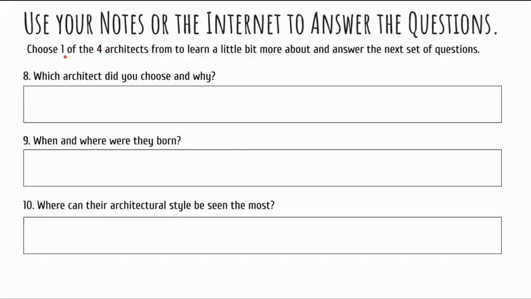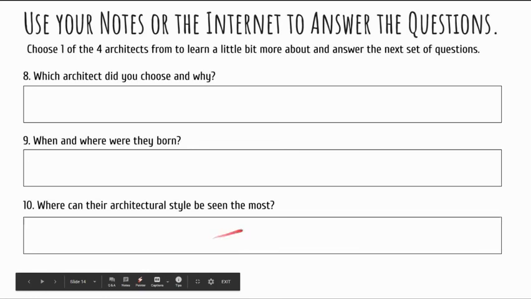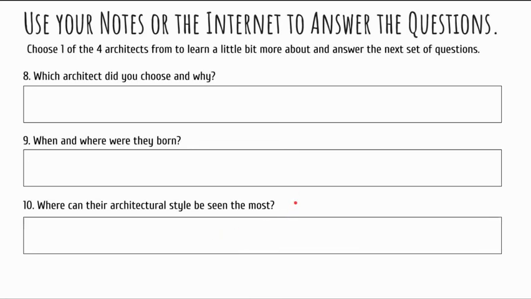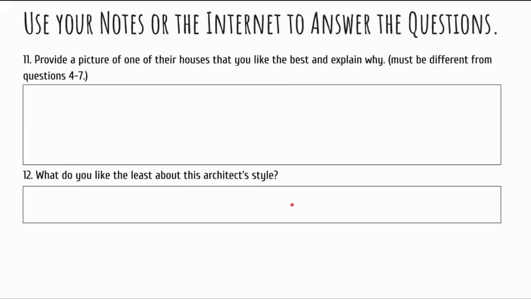Then in this section, here's where you're going to end up needing to use the internet. You're going to choose one of those four architects that we went over, and you're going to learn a little bit more about them. So these next few questions are going to be just about that one architect. Who did you choose and why? When and where were they born? And where can their architectural style be seen the most? So what country, what region? Is it here in the US? Is it across the seas?